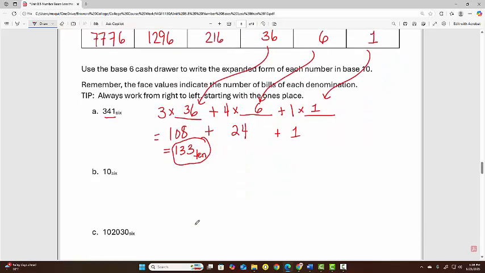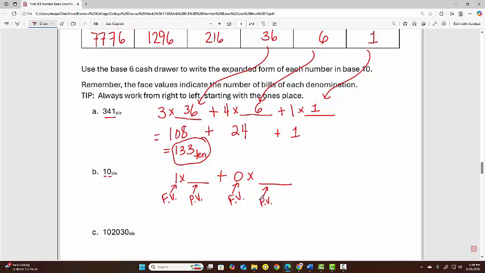All right, let's convert 10 base 6 now. So this is only going to have two place values. So we're going to have 1 times whatever its place value is. Remember, the 1 is called the face value. And 0, another face value, times whatever its place value is. Face value, place value. We do this over and over again. Face value times place value.